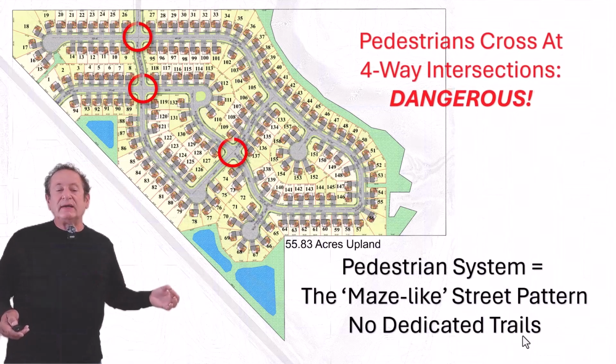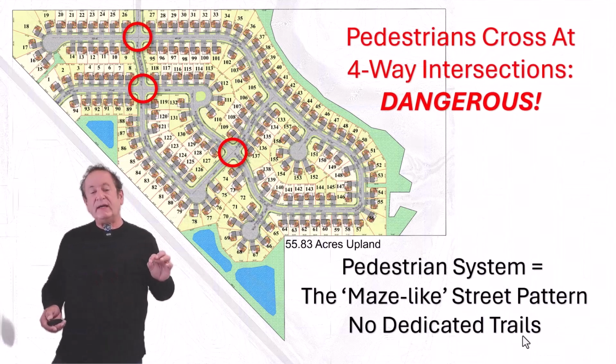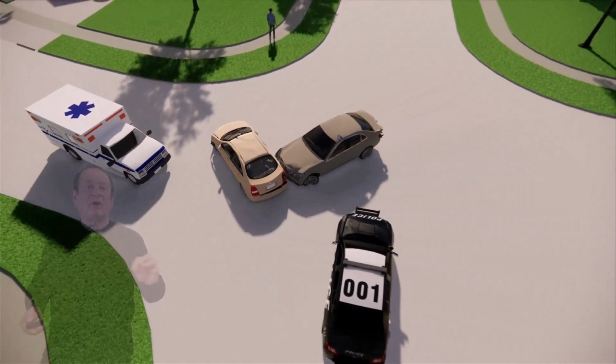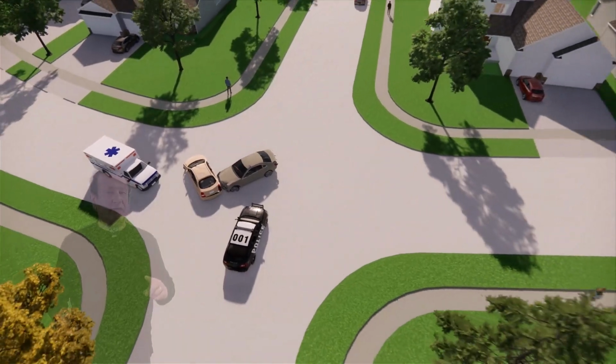Now, when we look at intersections, there are 3 four-way intersections. If a car stops, cars are looking for other cars. They are not looking for pedestrians.